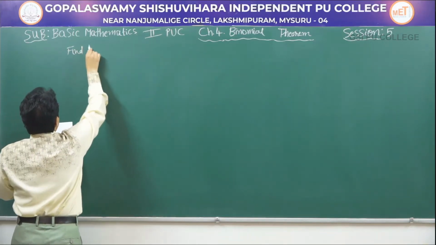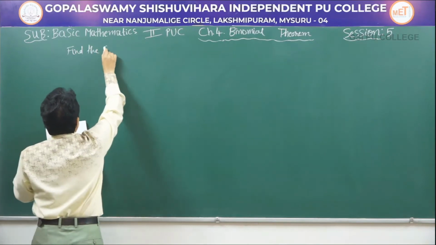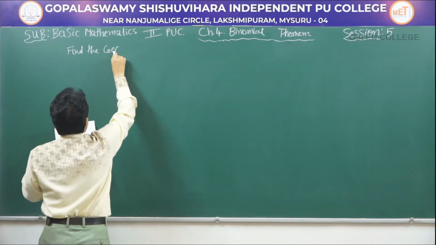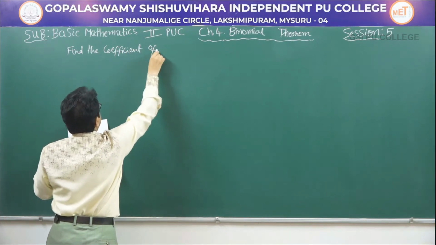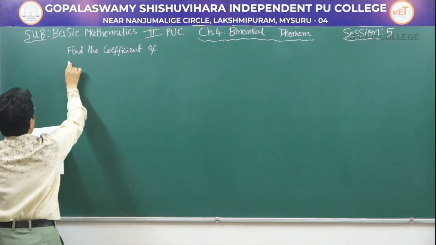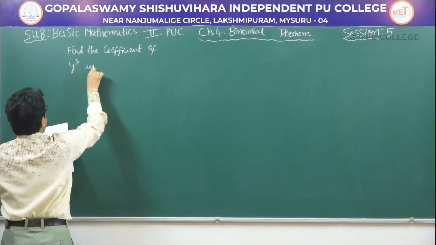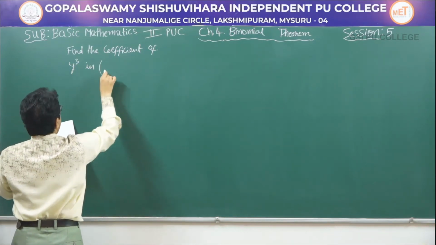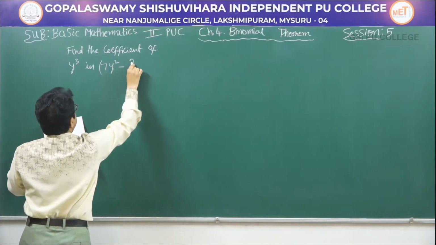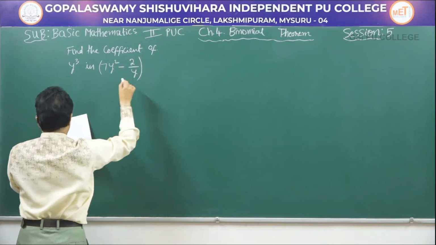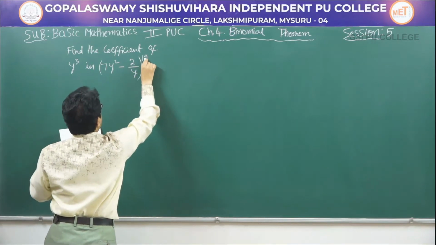Find the coefficient of y cube in (7y square minus 2 by y) whole power 12.